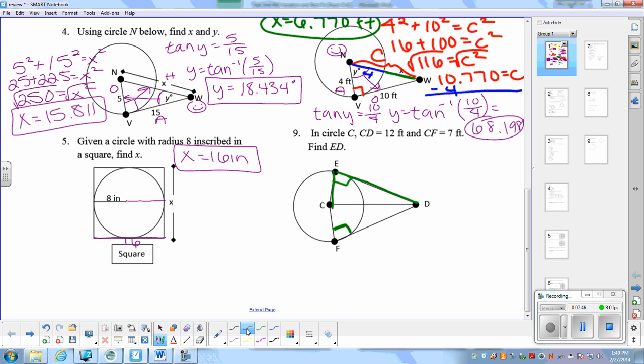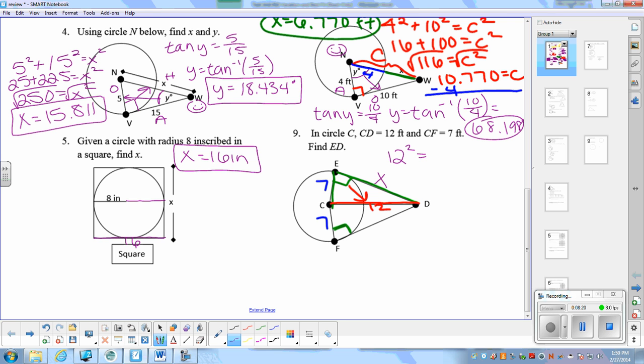Let's see what we know. We know that CD is 12, which means our hypotenuse is going to be 12. We know CF is 7, which means we would also know that CE is 7, because it's another radius. And then we're looking for ED. We're looking for X. So X is my hypotenuse. No, X is not my hypotenuse. X is one of my legs. Sorry. 12 is my hypotenuse.